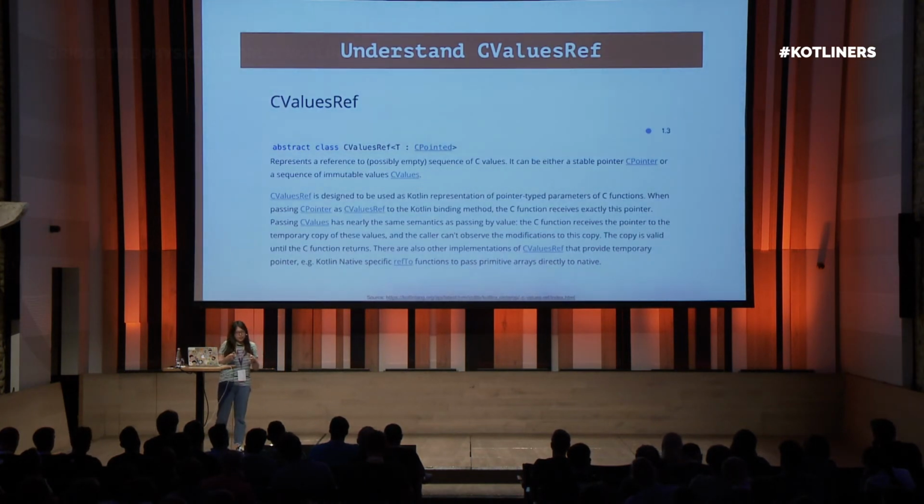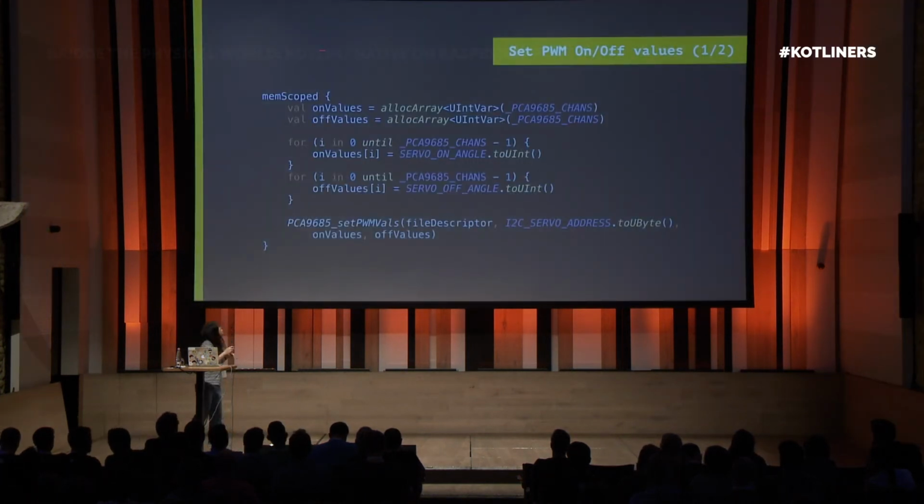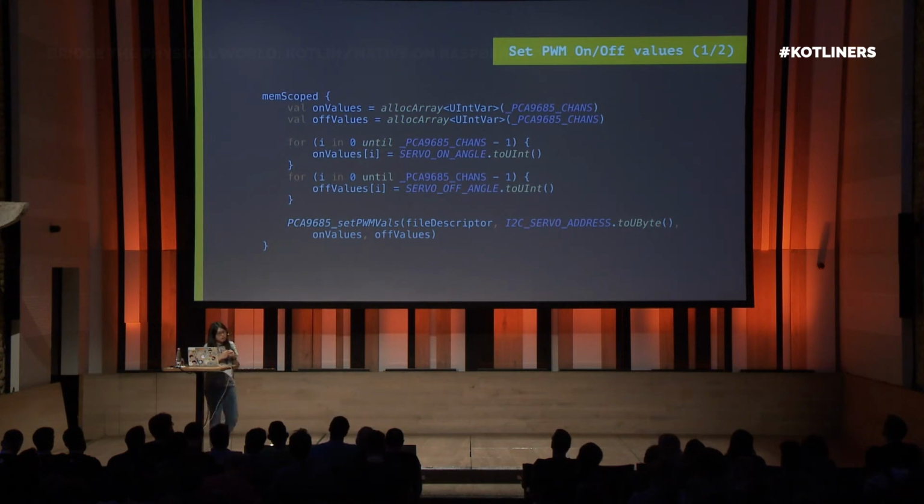Okay, documentation is not enough. I need a concrete example to know how it works. After a lot of research and hours of reading, I figured out that I can use something called native placement to do the memory allocation. With some helper extensions that already existed, I actually made it work inside a memory scope. So inside the memory scope, there is a lot of native memory allocation happening. I just have to construct two sets of values. And since it's a 16-channel driver, I have 16 values for each set. That's the first version I managed to make work, which looks super obscure for people who've never done Kotlin Native on Raspberry Pi before.